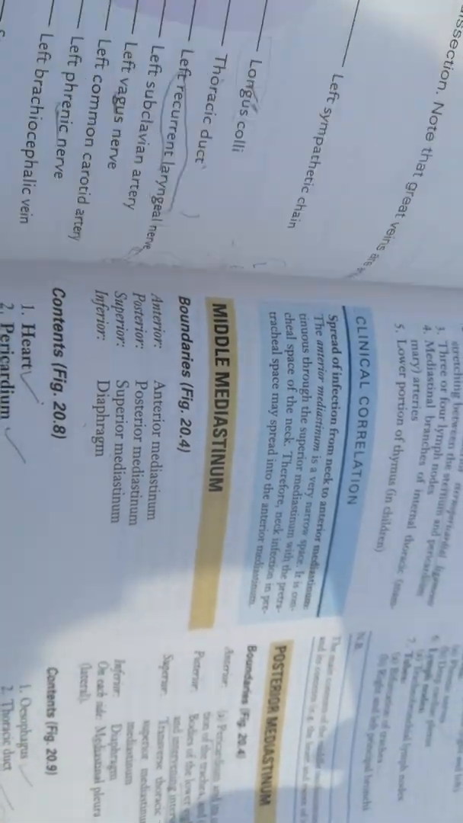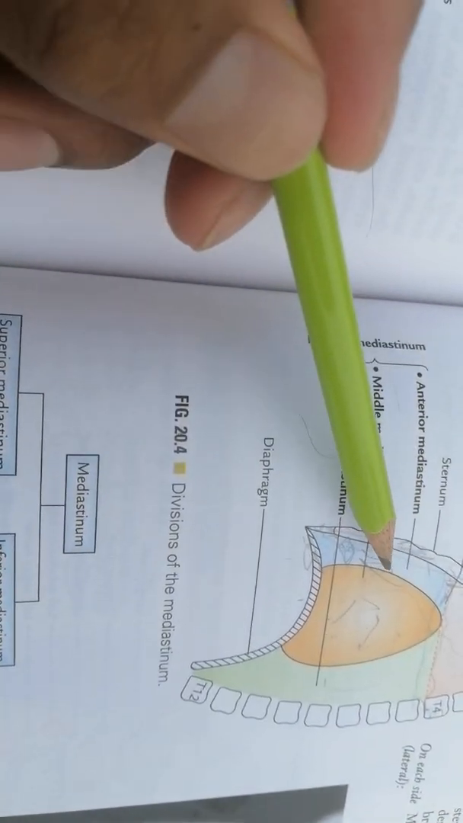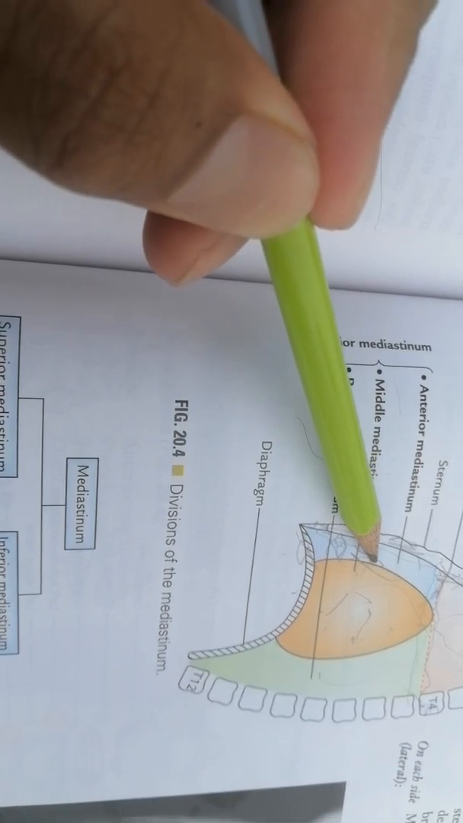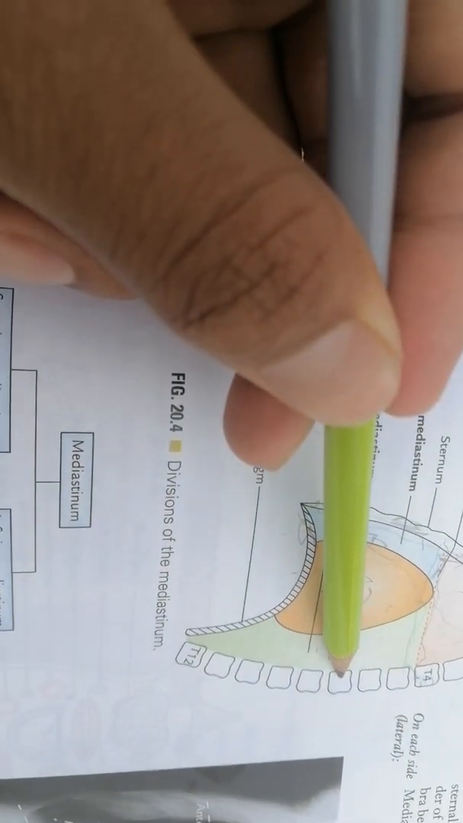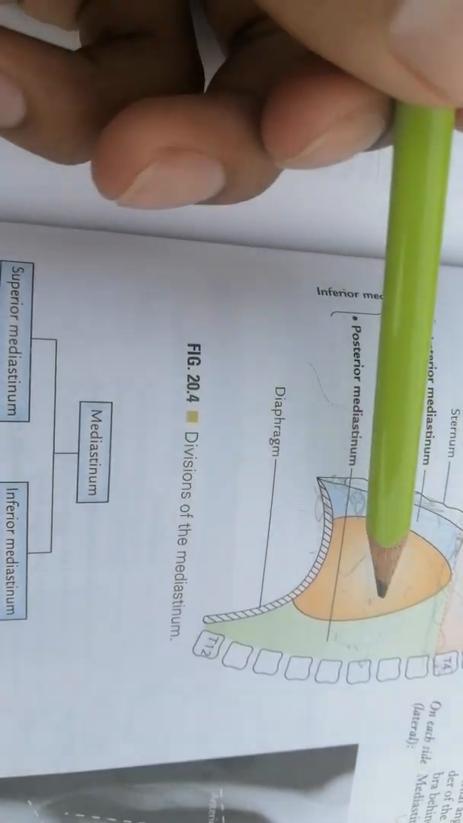Again into the diagram. This is the middle mediastinum. What is on the anterior side? On the anterior side there is the anterior mediastinum, or we can say pericardium. On the posterior side, there is the posterior mediastinum. On the superior side there is the imaginary line. On the inferior side there is the diaphragm. Now the contents of this middle mediastinum are also important.